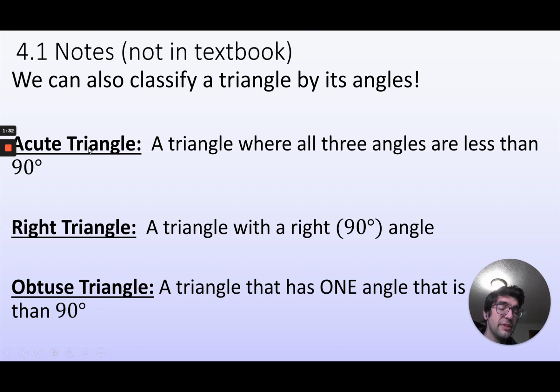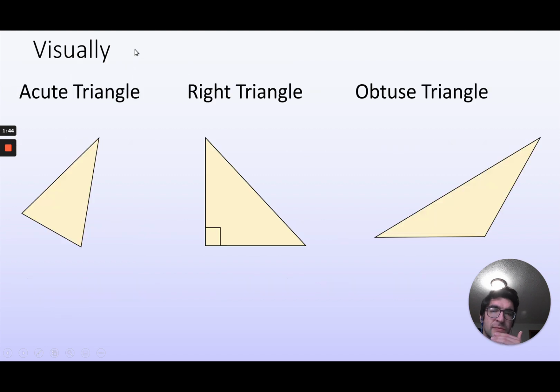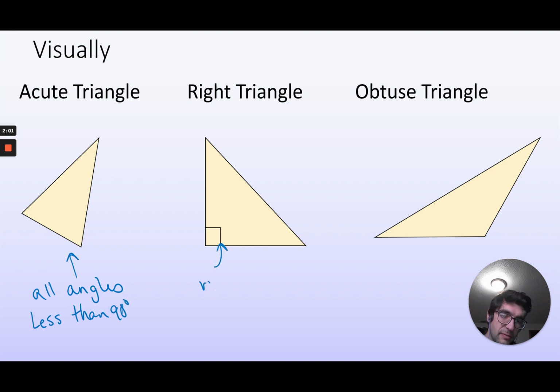An acute triangle, all three angles are small, less than 90. A right triangle has a 90 degree angle, and an obtuse triangle has one very big angle, one angle bigger than 90. Okay, so visually, here's an acute triangle. All the angles are less than 90. Here's a right triangle because it has a right angle, which is 90 degrees. And this one on the right is called obtuse because it has an obtuse angle.